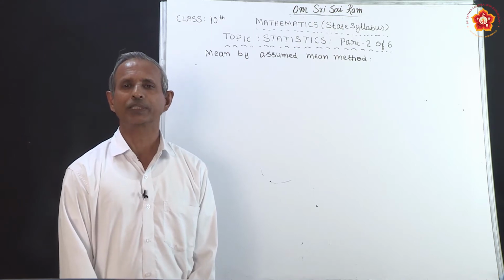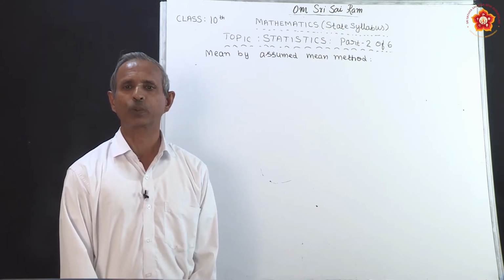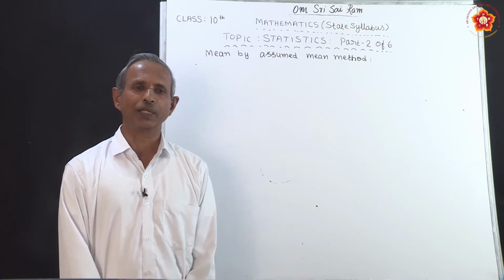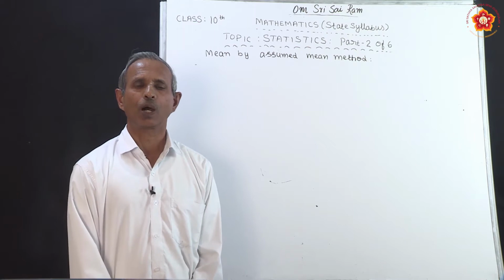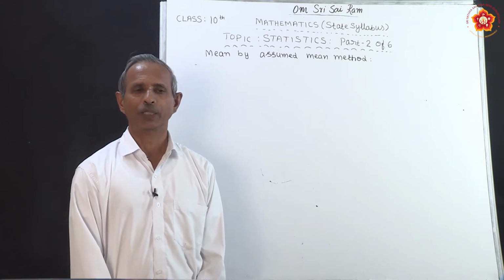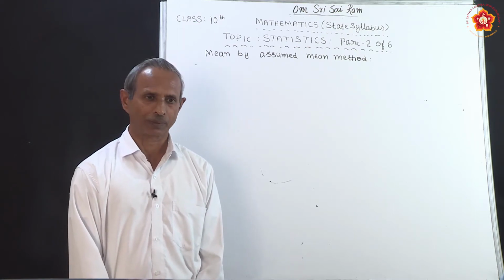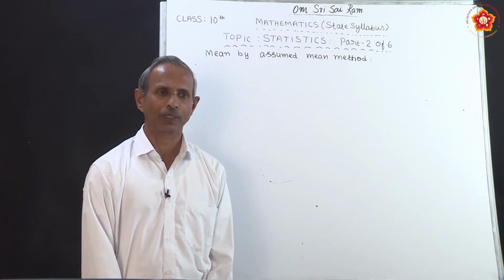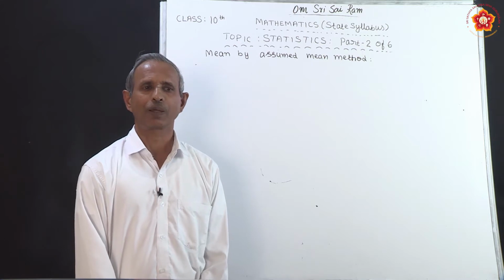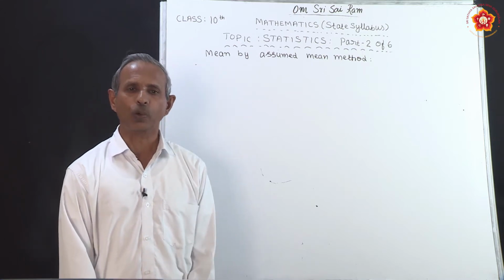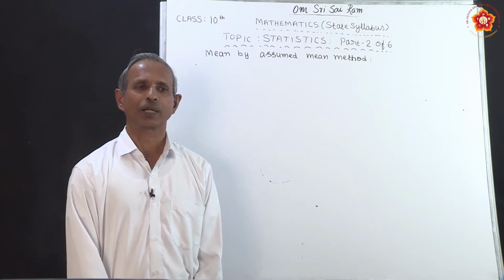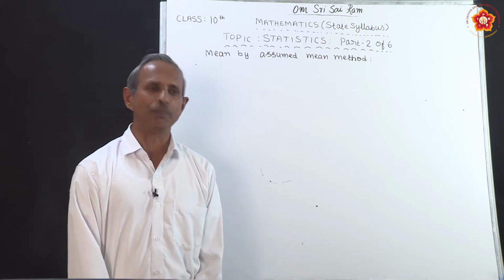Today's topic is statistics, part 2 of 6. In the previous session, we learnt how to find the mean by using the direct method. Today, in this class, we are going to learn how to find the mean by the assumed mean method and the step deviation method.